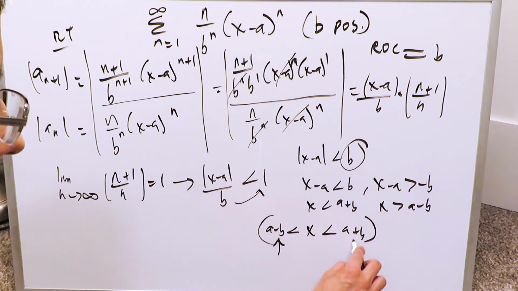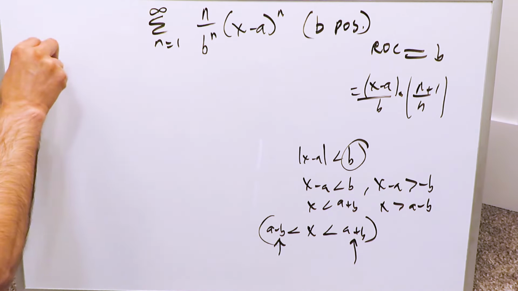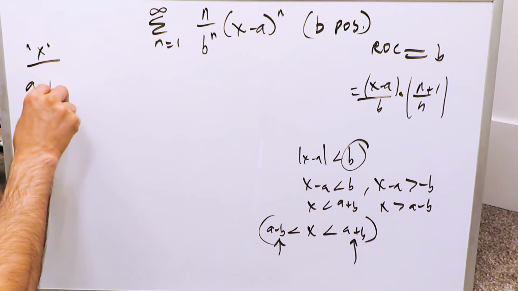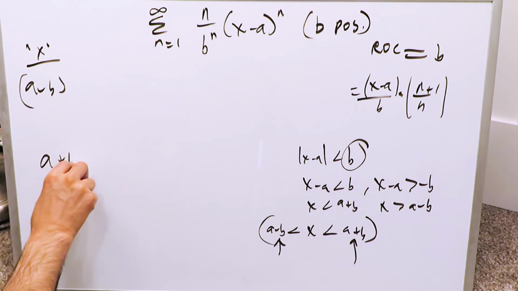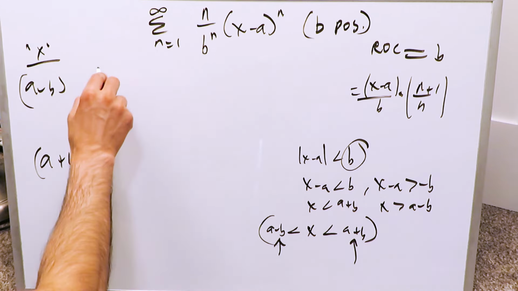We have to test these endpoint values in our original function in place of x. Then that will narrow things down for us, and our interval of convergence will be finalized. The two values which have to be tested in place of x are a minus b and a plus b. You'll test them right here in place of x in your function.